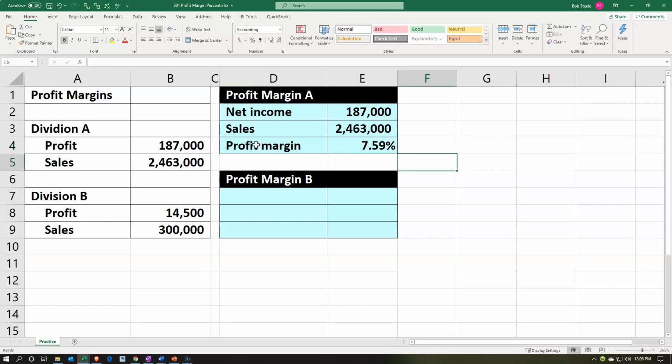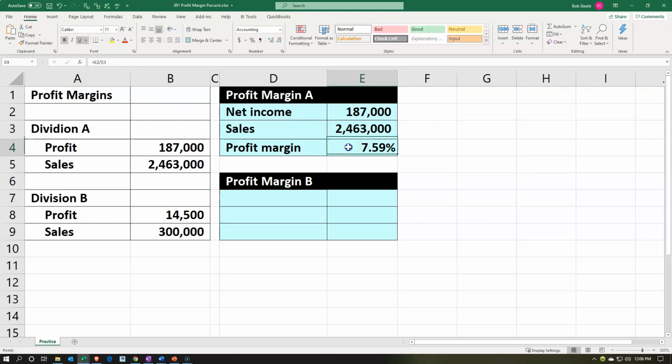Then for A, let's put an underline here. We can go Home tab, font group, underline. We could put a double underline here, Home tab, font group, double underline, if we so choose. So now what does that mean? For every dollar that we are making, we are keeping after all expenses about 7 cents on it. So 7.59 cents is what we're keeping after every dollar of the sales.